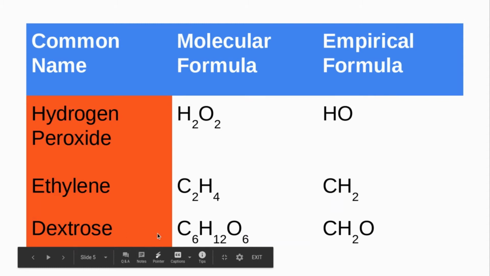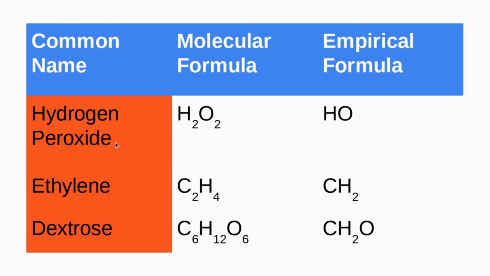Or dextrose, a kind of sugar, C6H12O6. We can divide all those by 6 and get CH2O. So you can see how the empirical formula has been simplified. It's that simplest whole number ratio, whereas the molecular formula has been multiplied by some number. Remember that the molecular formula is the actual formula. So when we look up hydrogen peroxide, it is H2O2. The empirical formula is just a simplification.